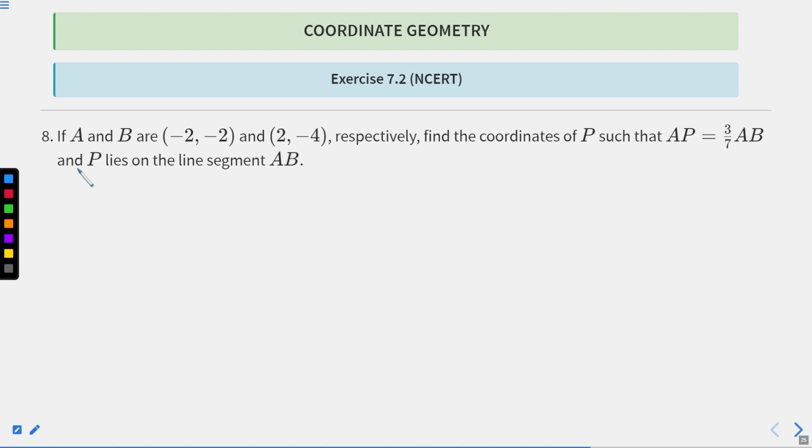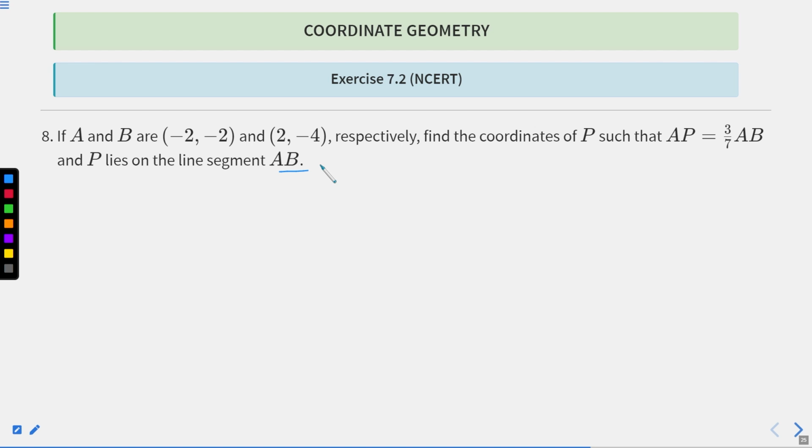This is our question number 8. Here it says, if A and B are (-2, -2) and (2, -4) respectively, find the coordinates of P such that AP = 3/7 times AB and P lies on the line segment AB. So we are given the coordinates of A and B, and we need to find the coordinates of P under this condition, where P lies on the line segment AB.